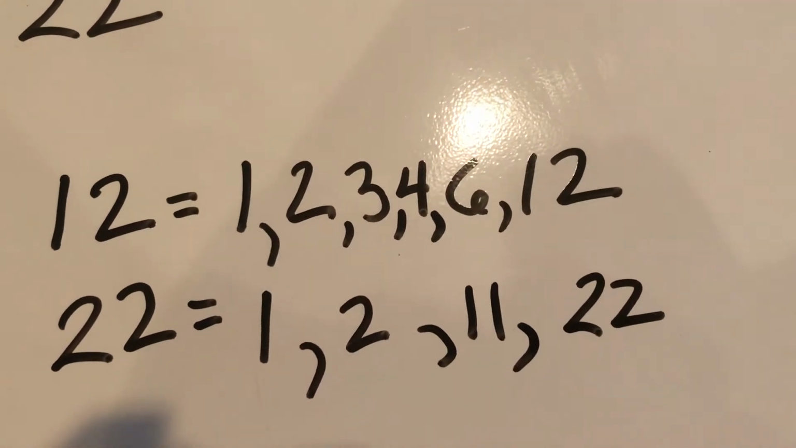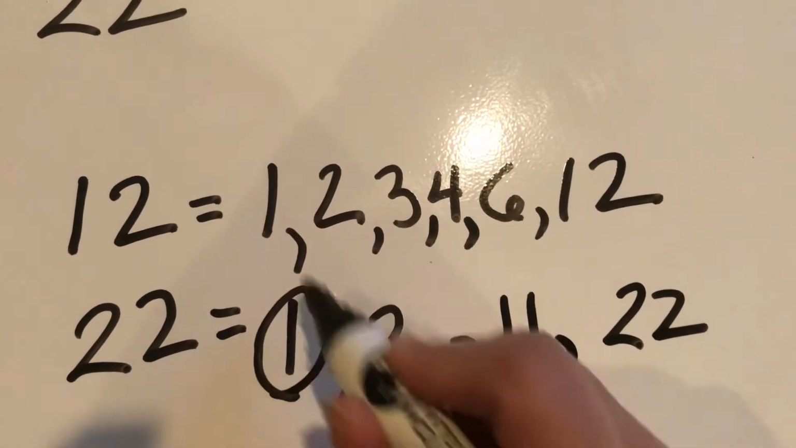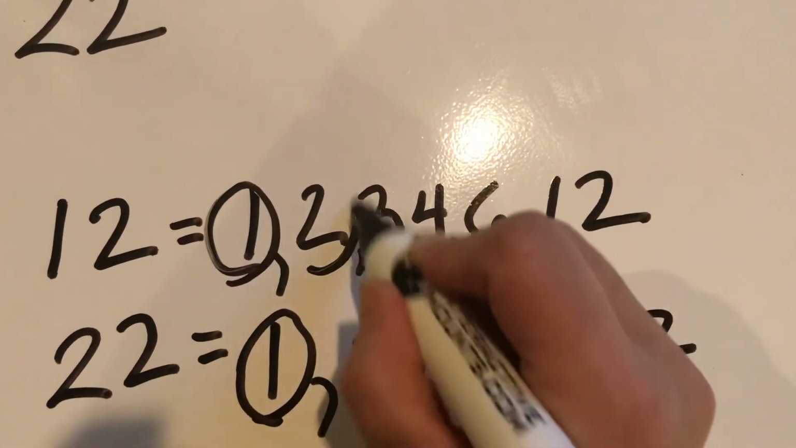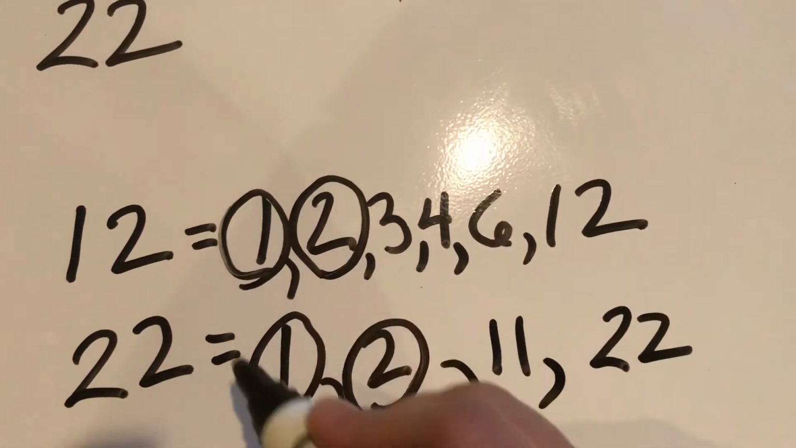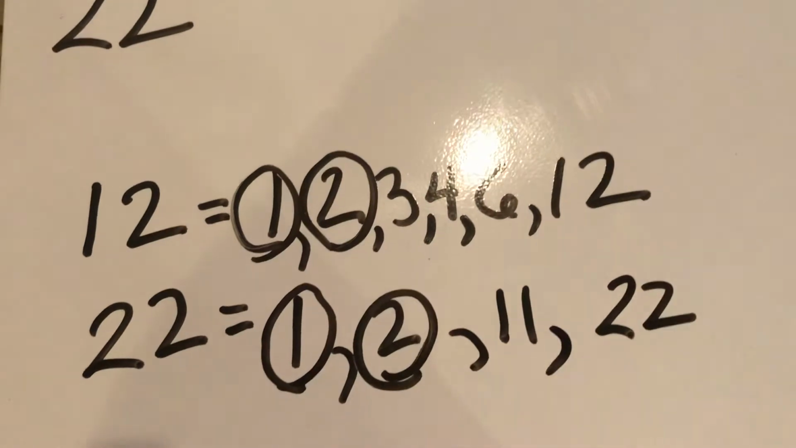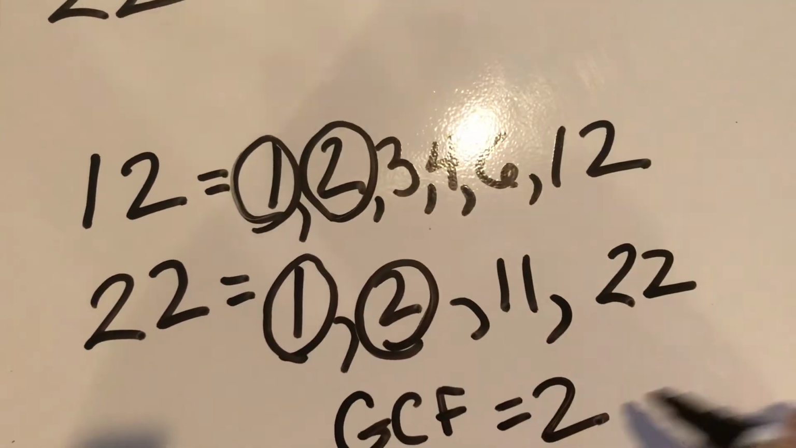So I'm going to look for the greatest common factor. First I'll look for the common factors, and these both have a 1 as a factor, and they both have a 2 as a factor. And that's it. There are no other common factors. So my GCF is 2.